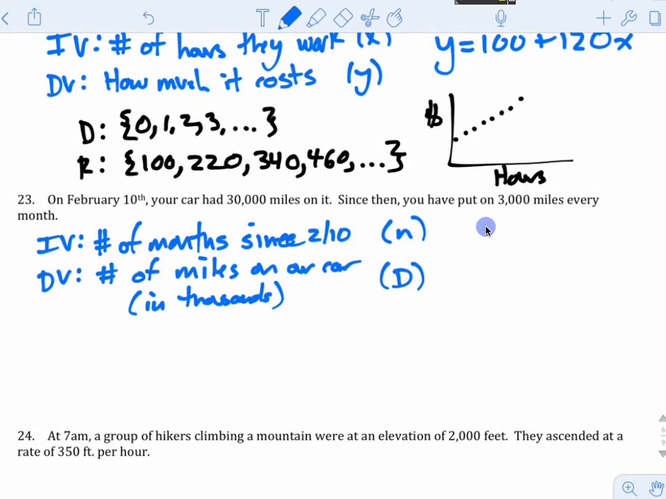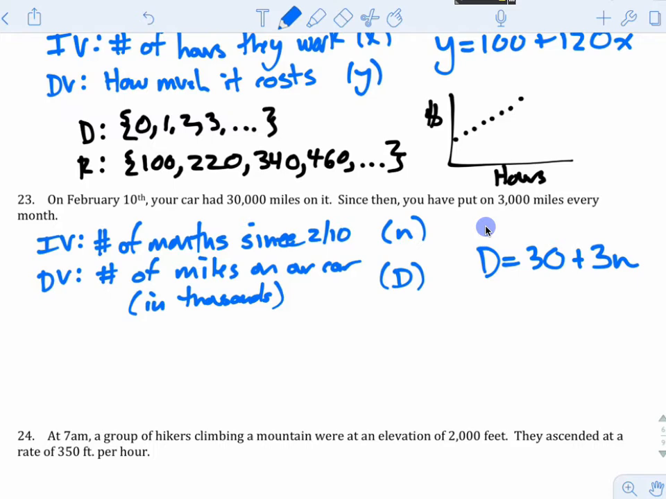So in this case, well, most of these modeling equations are going to look like dependent variable equals. So I think our equation will be D equals, well, we start with 30,000 miles on the car, and that increases by 3,000 miles every time we go another month. So our equation in this case will be D equals 30 plus 3 times N.